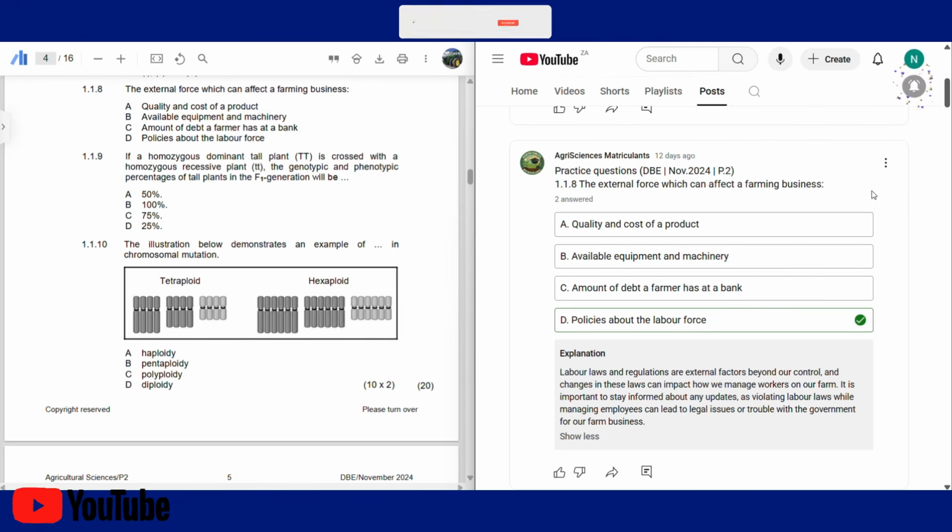But this one we don't have the quiz pause feature for it here. We'll just skip through to 1.1.10. The illustration below demonstrates an example of a chromosomal mutation. C, polyploidy. Polyploidy is a chromosomal mutation. Right. So yeah, that's it. That's the multiple choice questions.